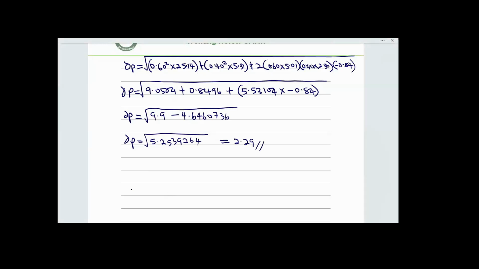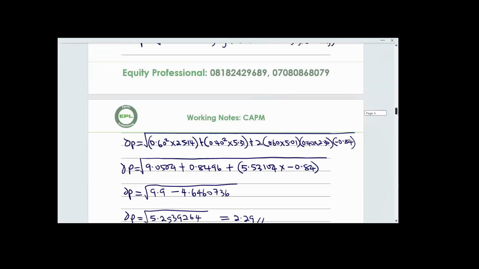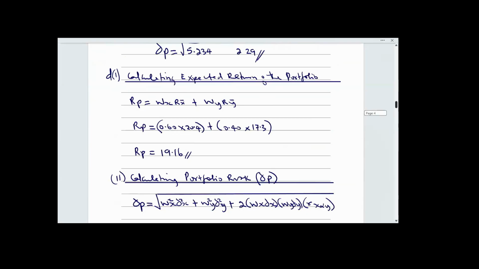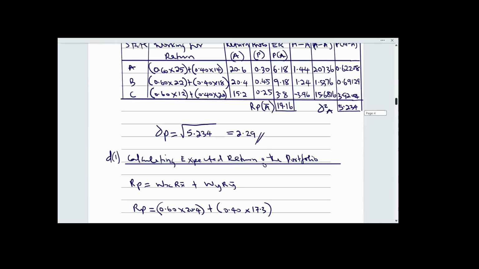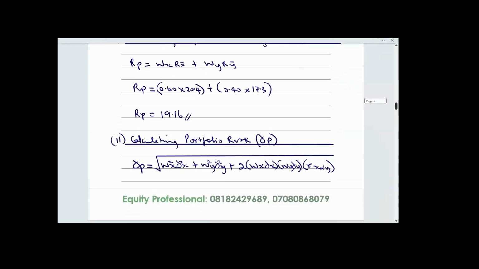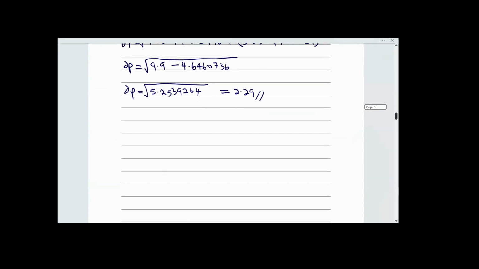So you can see that whether we use the general formula or the tabular method, it's the same thing. Our return was 19.16 and the standard deviation is 2.29. When we use the table or the formula, we get the same answer. So irrespective of the method you use, you are supposed to get the same answer. So that answers number D.